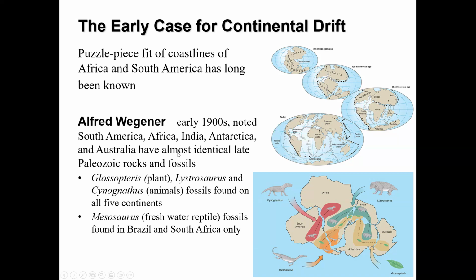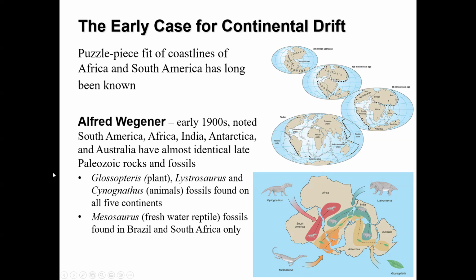But Alfred Wegener took this a step further, where he actually noted that South America, Africa, India, Antarctica, and Australia have almost identical late Paleozoic rocks and fossils. So the Paleozoic started in the Cambrian era, which was about 542 million years ago. And it ended about 252 million years ago with the greatest mass extinction event in Earth history, which is the Permian Triassic, the PT boundary. So late Paleozoic, we're talking like 270 to 250 million years ago.